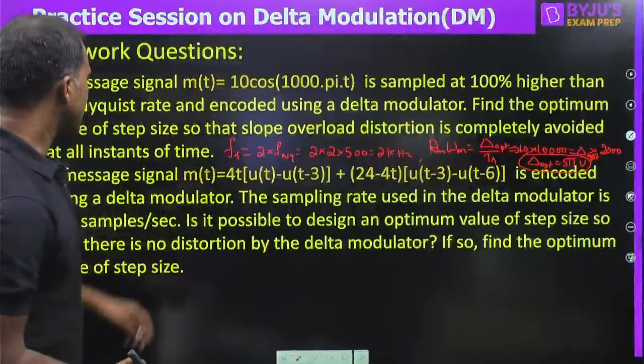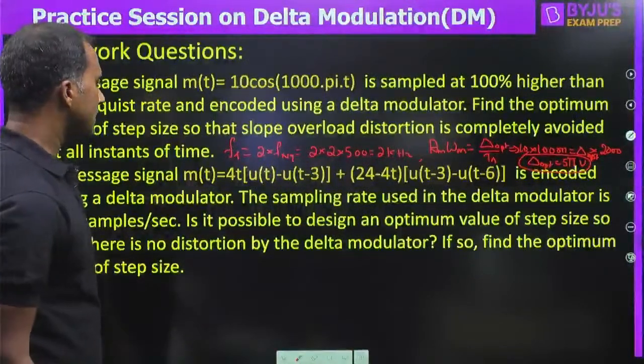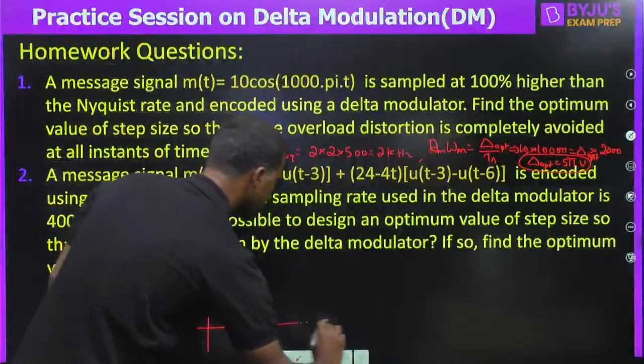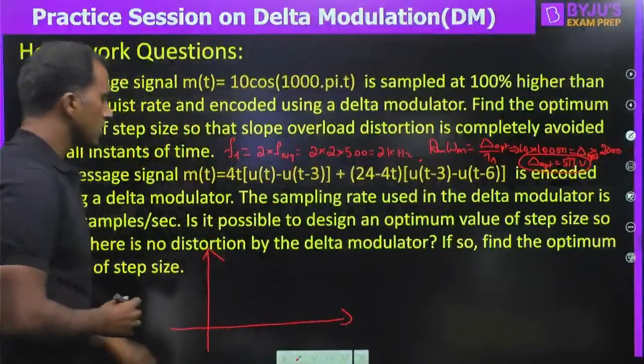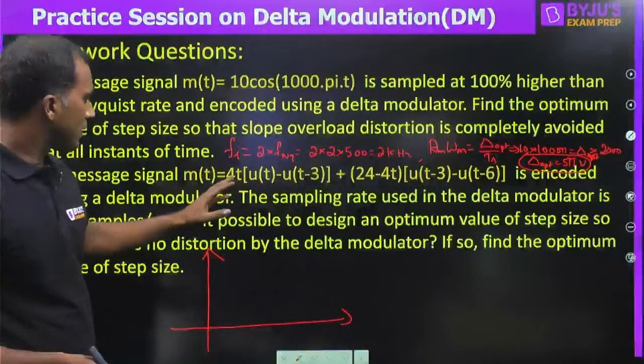Okay, so coming to the next question. A message signal m of t is encoded using a delta modulator. When they give this kind of signal, first let us plot the signal. We have discussed this model of problem in yesterday's session also. If you missed yesterday's session, you can watch it after this session when you get time.